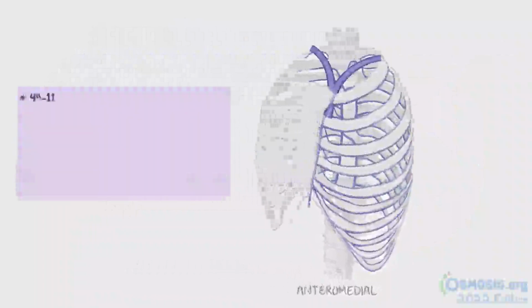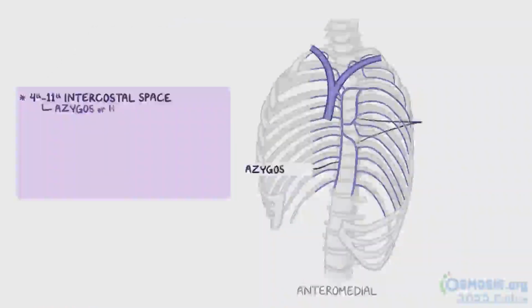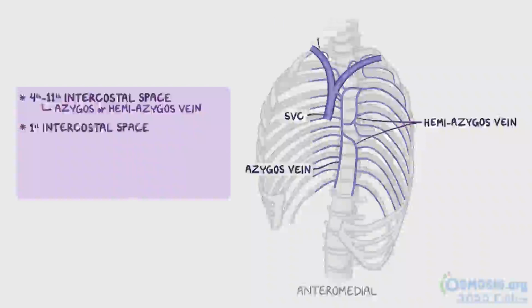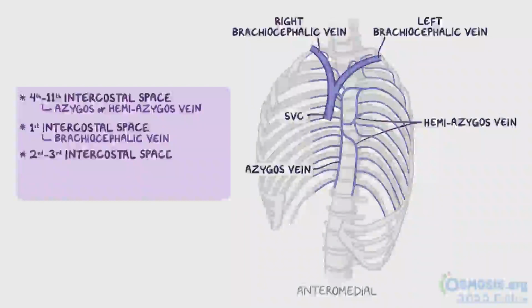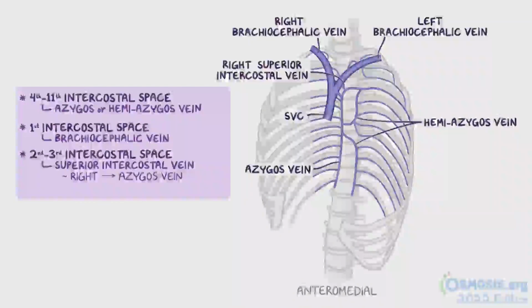Now, most posterior intercostal veins, specifically those that drain the 4th through the 11th intercostal space, end in the azygos or hemiazygos vein system. The azygos system conveys venous blood to the superior vena cava. The posterior intercostal veins of the first intercostal space enter directly into the right and left brachiocephalic vein. The posterior intercostal veins of the second and third and sometimes fourth intercostal spaces join to form a trunk called the superior intercostal vein. The right superior intercostal vein is usually the final tributary of the azygos vein before it enters the superior vena cava. The left superior intercostal vein usually empties into the left brachiocephalic vein.